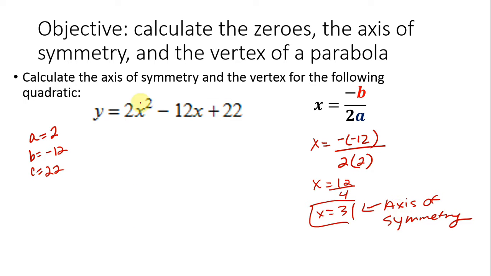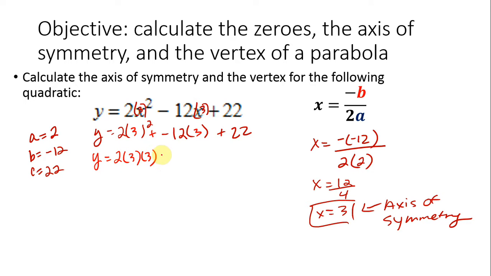Then I'm going to take my axis of symmetry 3, and I'm going to plug it in for all of my x's. This will give me y equals 2 parentheses minus 12 parentheses plus 22, and I'll sub my 3 in for those parentheses. Now I'm going to avoid getting falcon punched. And then I'm going to multiply. 2 times 3 is 6 times 3 is 18. -12 times 3 is -36. Bring down my 22. And I'll add.